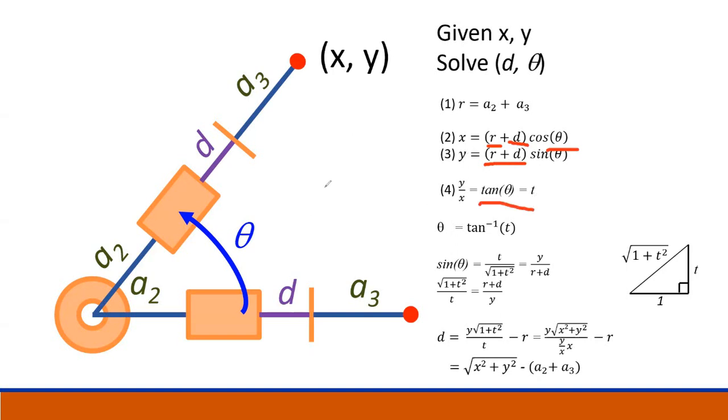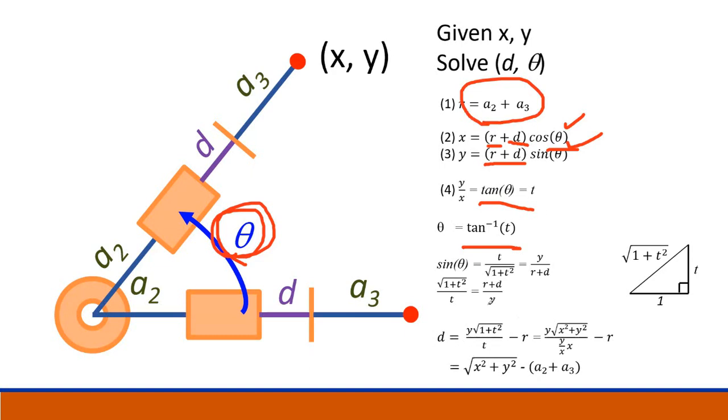So Y over X is tangent theta, so you can solve the theta now. So theta is arctangent of Y over X, okay, so theta is solved. Then can you solve the R and solve your D? That's actually possible, right? Because you already have a theta. And your R is A2 plus A3. So your D actually is solvable.